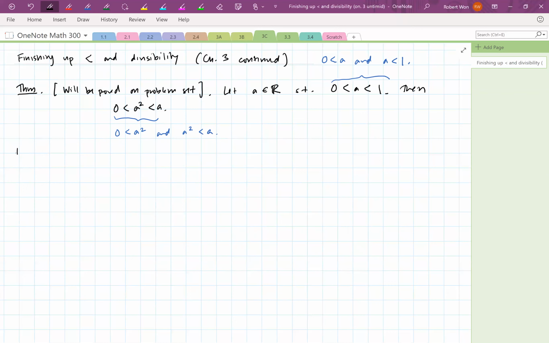In order to prove the theorem that I want to prove today, which is the following: the integer 1 is the smallest positive integer. The smallest positive integer is the integer 1.